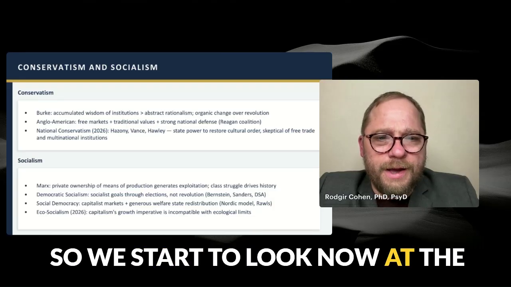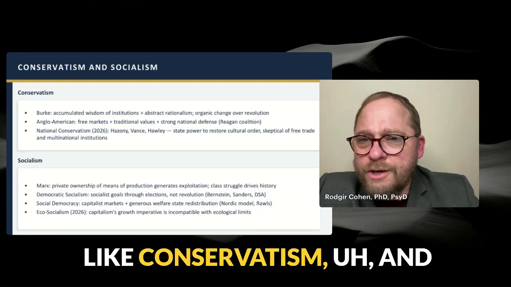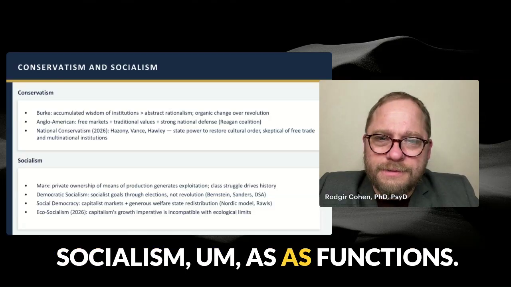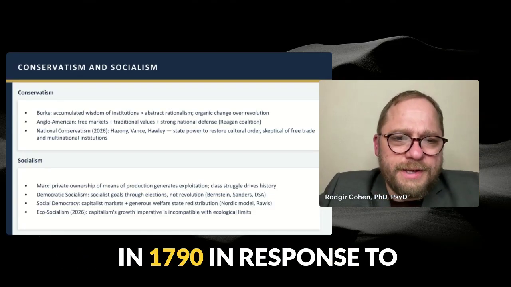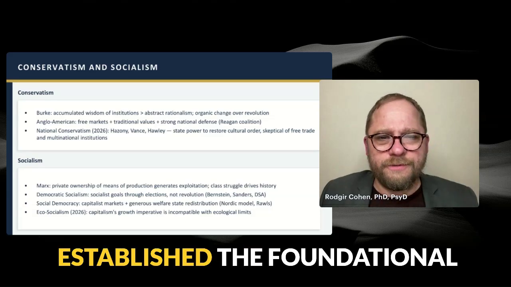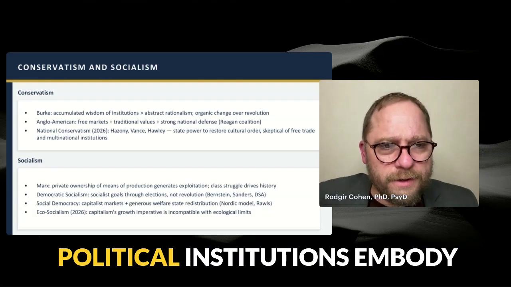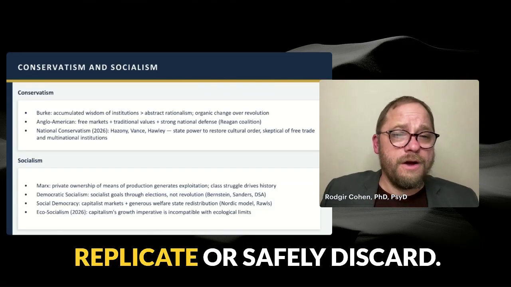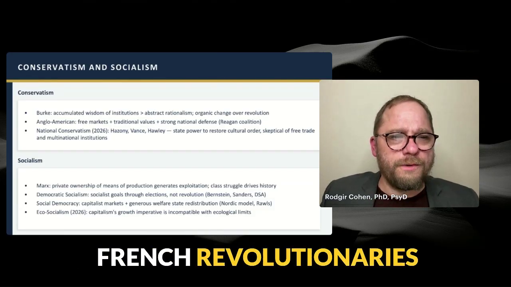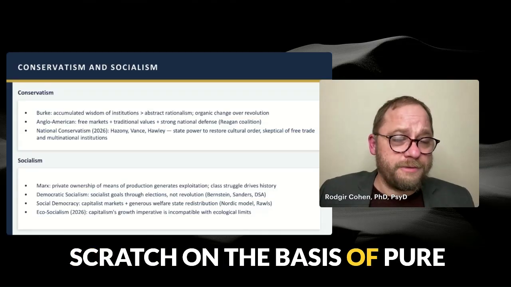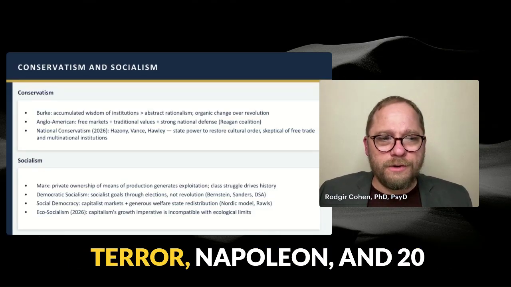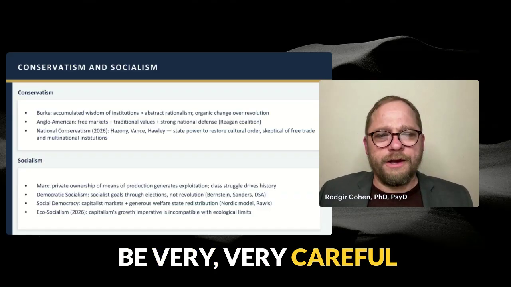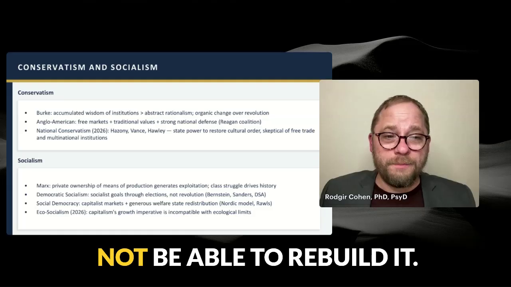So we start to look now at the different definitions of things like conservatism and socialism. Edmund Burke, writing in 1790 in response to the French Revolution, established the foundational conservative insight that political institutions embody centuries of accumulated wisdom that no abstract rational scheme can replicate or safely discard. French revolutionaries tried to rebuild society from scratch on the basis of pure reason and ended up with terror, Napoleon, and 20 years of continental war. Burke's lesson: be very, very careful about destroying what exists because you may not be able to rebuild it.